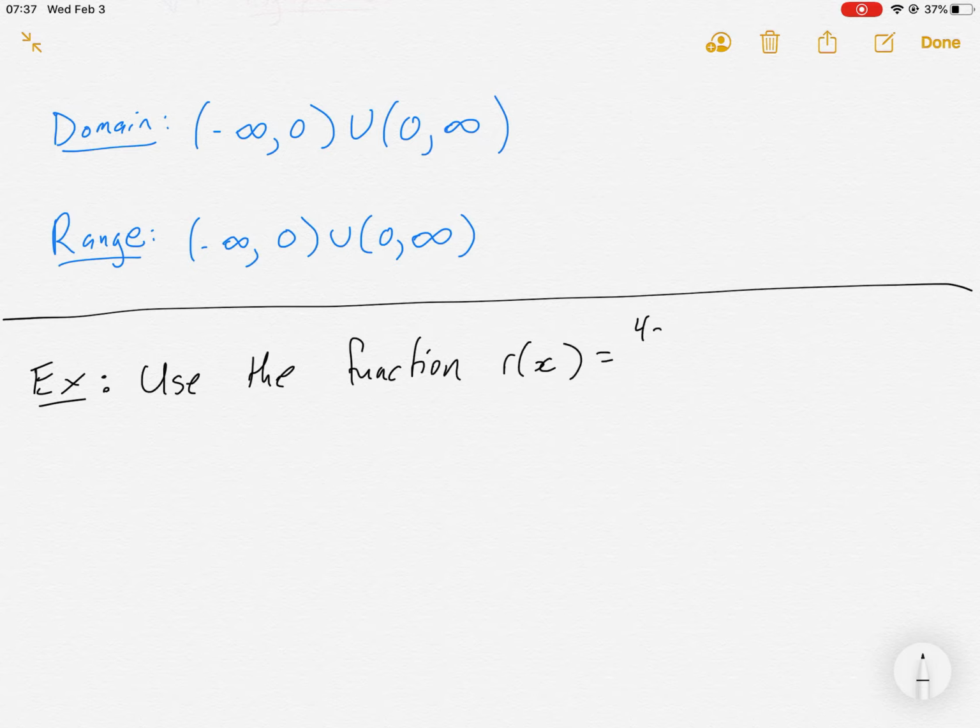R for rational, let's go with 4x plus 1 in the numerator, and then 2x minus 3 in the denominator. And we'll be using this function for this problem.